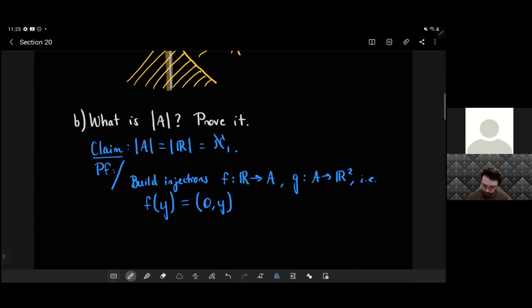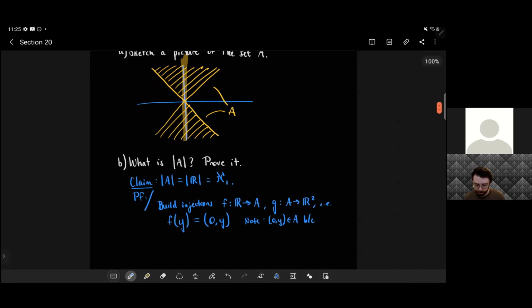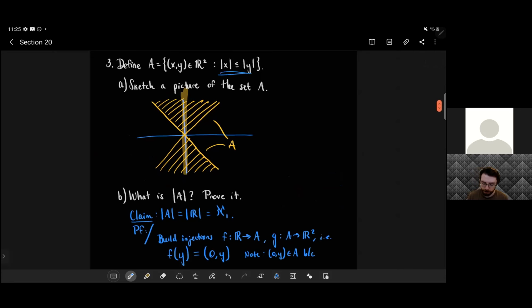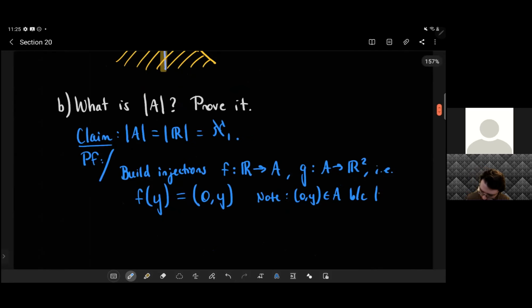Technically, you should prove, so I'll just say note (0, y) is actually in A because, well, what's our definition of A? It's the set of points whose x value has absolute value less than or equal to its y value. But I mean, the absolute value of 0 is definitely less than or equal to the absolute value of whatever y value you pick. Cool, so that's just a sidebar.